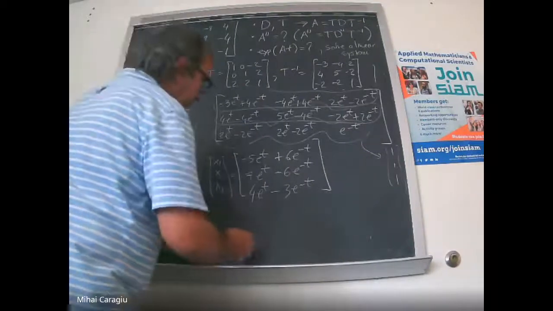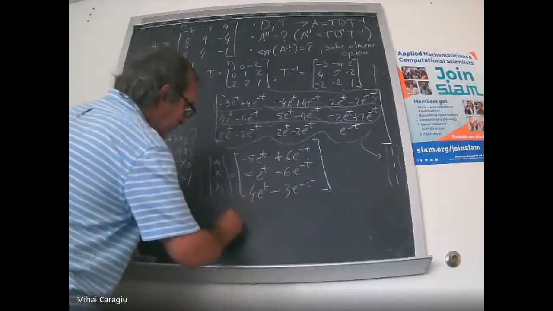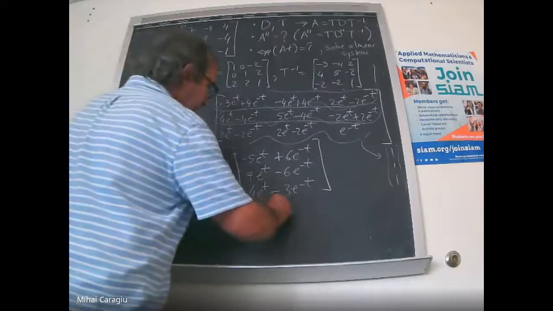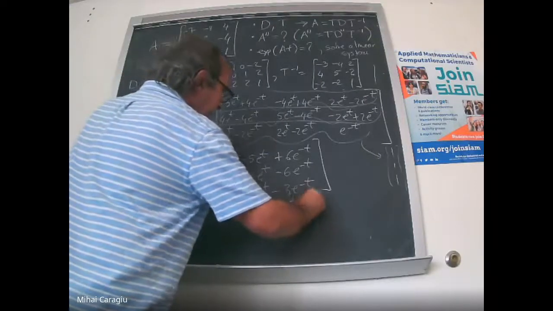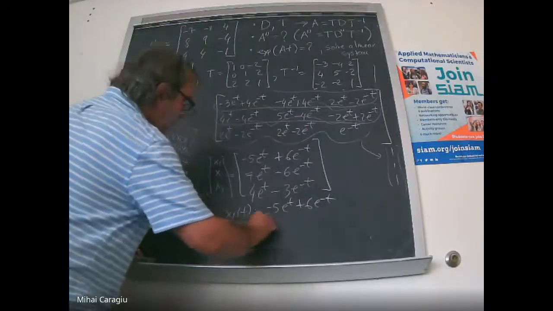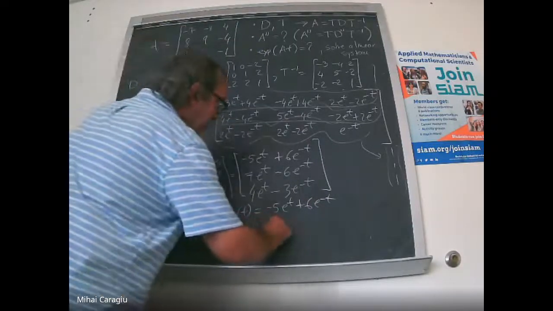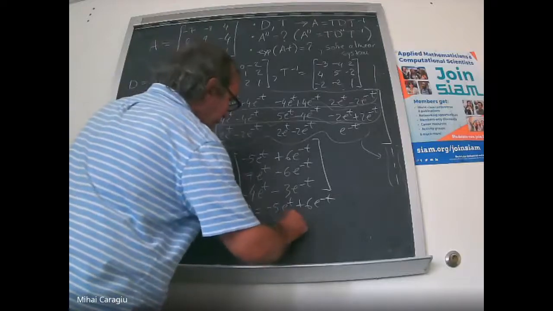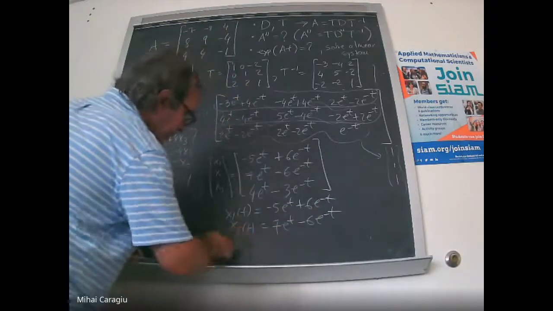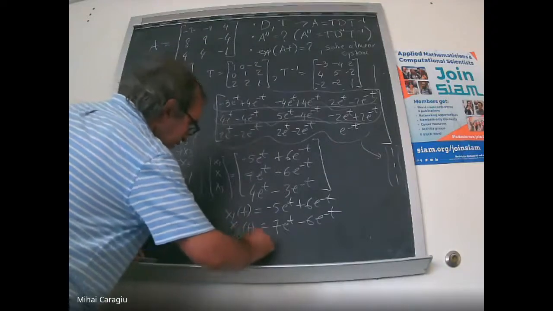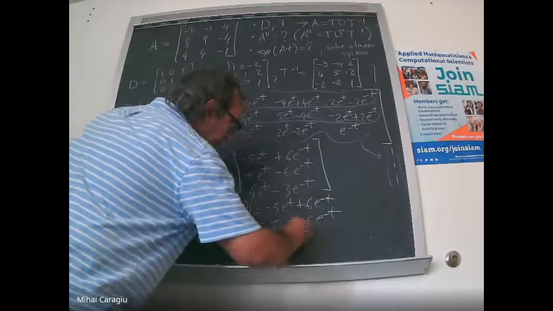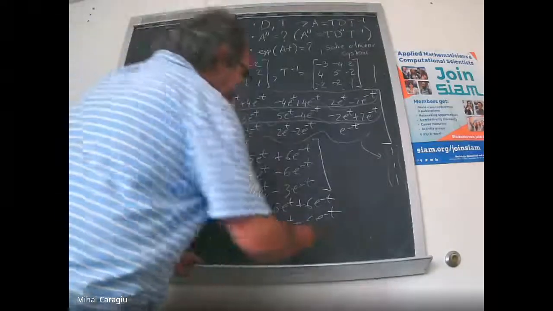So basically we got x1 of t, the solution of the linear system, x1 of t equals minus 5 e to the power t plus 6 e to the minus t. x2 of t equals 7 e to the power t minus 6 e to the minus t. And finally, x3 of t equals 4 e to the power t minus 3 e to the minus t.